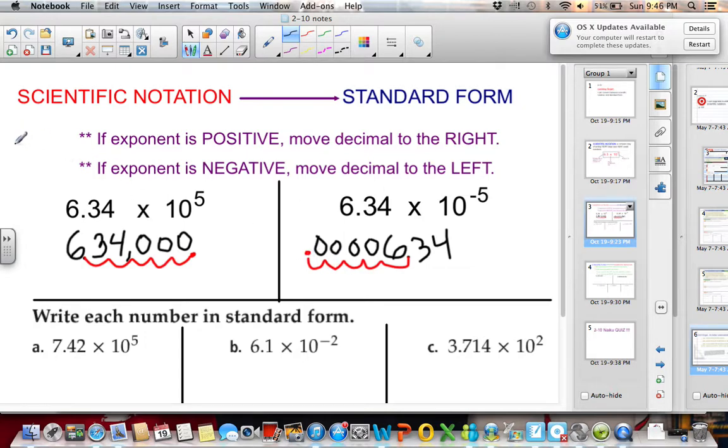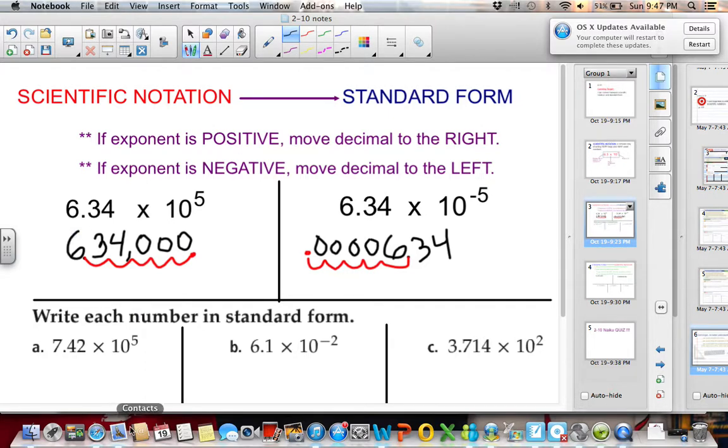So this form right here is scientific notation. This form right here is standard form. So that is the difference between scientific notation and standard form.